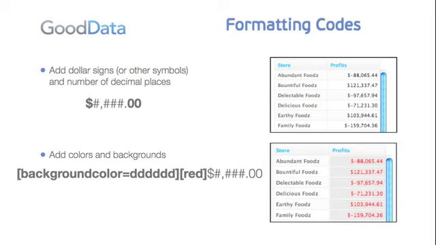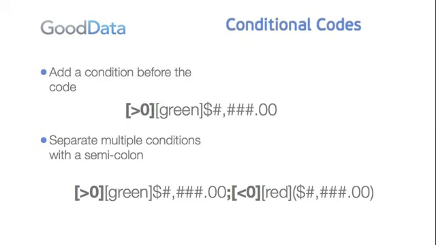In this video, we're going to go one step further and show how you can use conditional formatting to format numbers based on their value. To do this, we simply add a mathematical condition inside brackets. In the top example, I'm saying anything greater than 0 should be green. I can continue to string along multiple conditions by adding a semicolon between conditions.